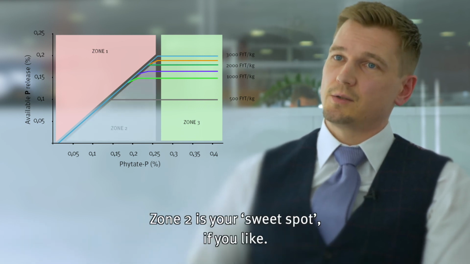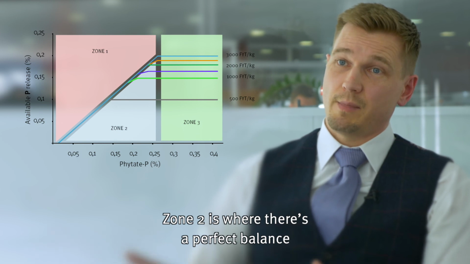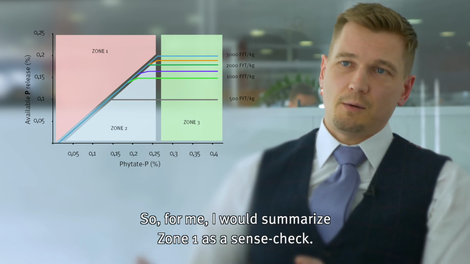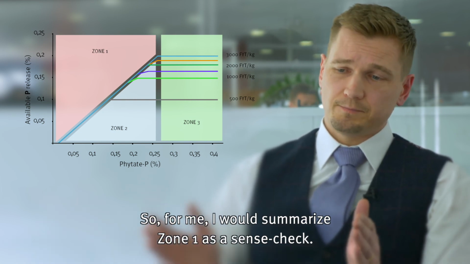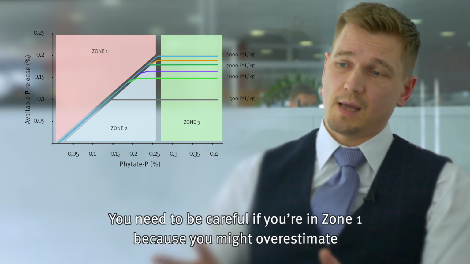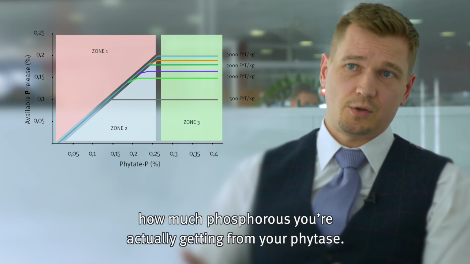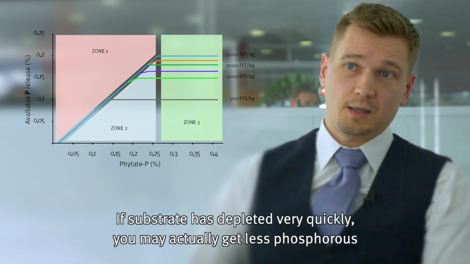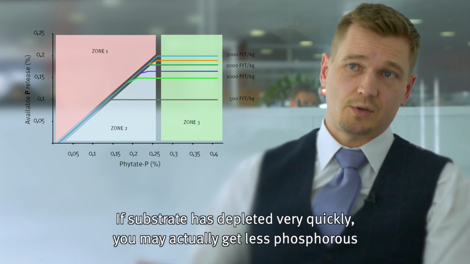Zone 2 is your sweet spot, if you like. Zone 2 is where there's a perfect balance between the phytate concentration and your phytase dose. So for me, I would summarize zone 1 as a sense check. You need to be careful if you're in zone 1, because you might overestimate how much phosphorus you're actually getting from your phytase. If substrate is depleted very quickly, you may actually get less phosphorus than you're expecting.